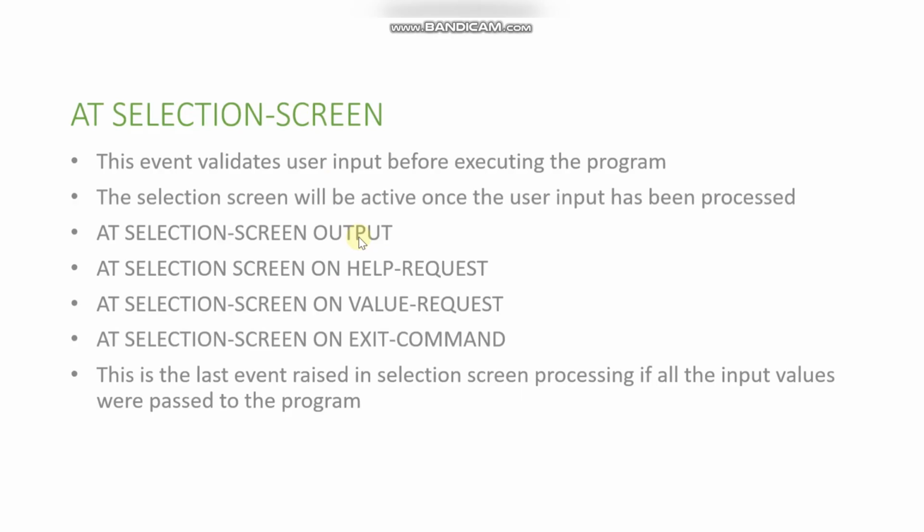What does this event do and when will it trigger? If you know the concept of radio buttons, like hiding some fields based on the radio button selection, you will know the purpose of the at selection screen output event. We write the code for that using this event. That means you will be altering the selection screen even before it is displayed to the user.